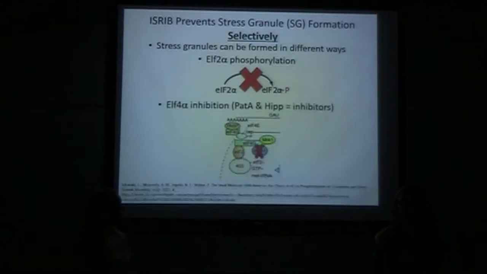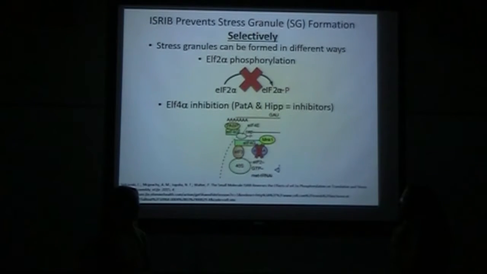Okay, so they looked at two different ways in which stress granules can be formed to see if it's alpha-2-alpha phosphorylation dependent or independent. So first, if you prevent the phosphorylation of alpha-2-alpha, as expected, stress granules would not form. There wouldn't be an accumulation of mRNA. But also, if you inhibit L4-alpha, which is actually used to go into the stress granules, so it's one of the mRNA present, you would never produce stress granules as well.